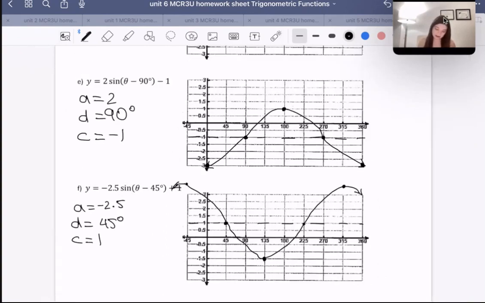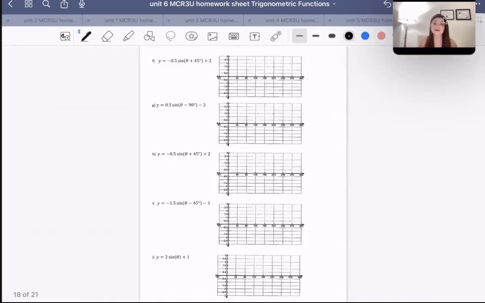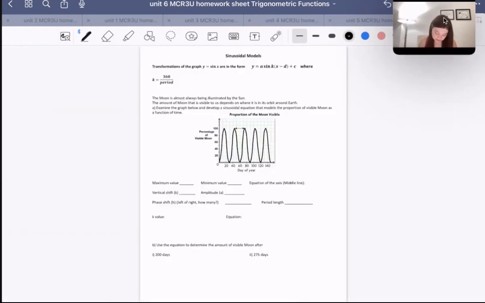I do have some homework available, so I do have some of these questions as well for you guys to try. And you can also check your answers using a graphing calculator or Wolfram Alpha. That is the nice thing, that when you're practicing with these, it is fairly easy to check your answers if you're not sure exactly what the graph is supposed to look like. And yeah, that's pretty much that.